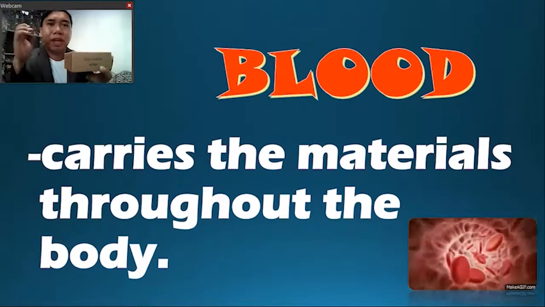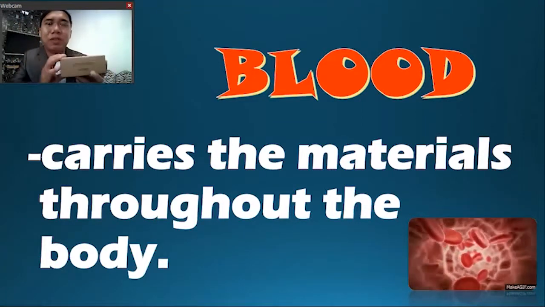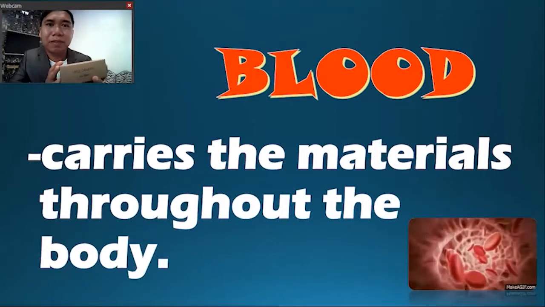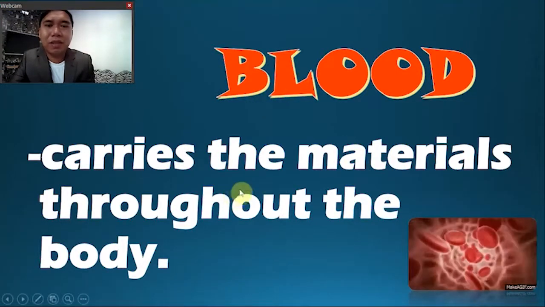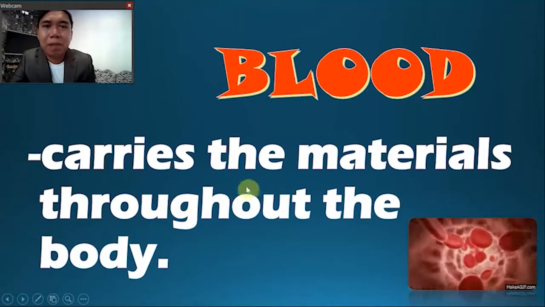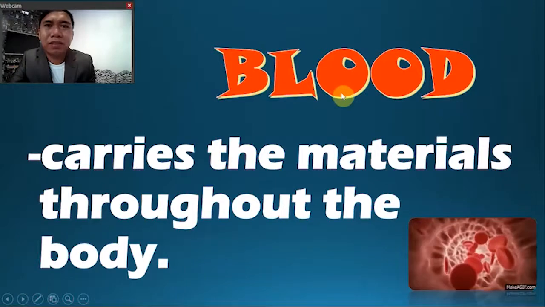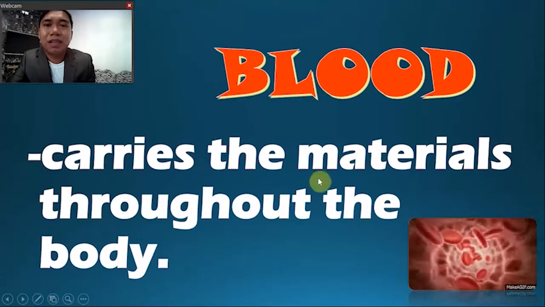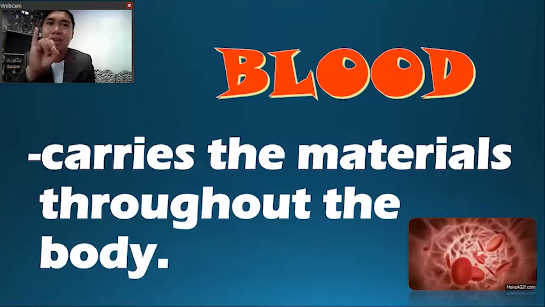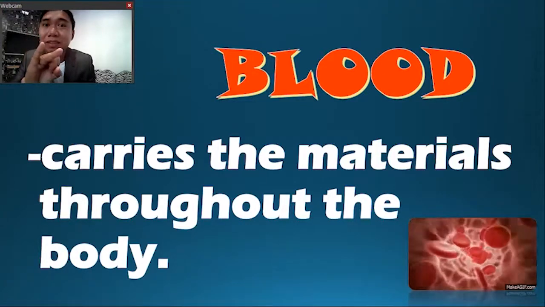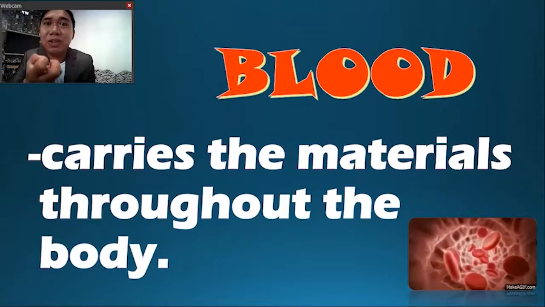We can put anything that can fit in this box. So it holds a material or a thing, just like blood. Blood is like a box. It carries the materials that can be passed throughout the body. What materials are inside the blood? The essential materials needed in our body, like nutrients, minerals and oxygen. So that is the function of the blood. It serves as a container of materials.